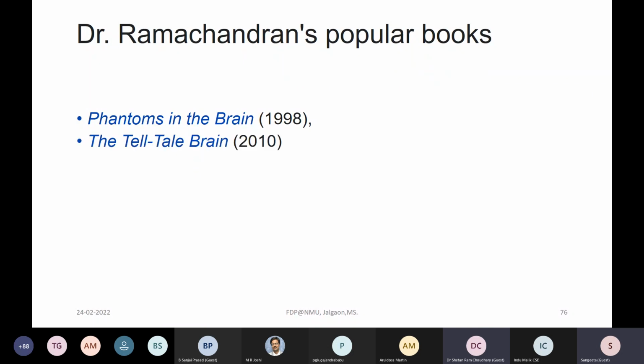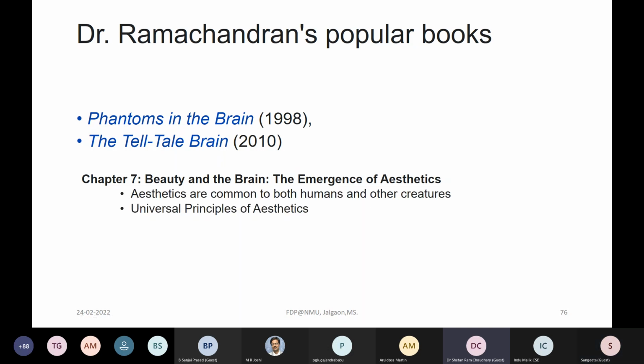The one which was of interest to us was The Tell-Tale Brain, 2010, somewhere it is written 2011 also. Chapter 7 of this book is Beauty and the Brain: the emergence of aesthetics. In it, Dr. Ramchandran says aesthetics are common to both humans and other creatures, as I just gave you examples. And there are universal principles of aesthetics. So he has given the Navarasa, or 9 principles.